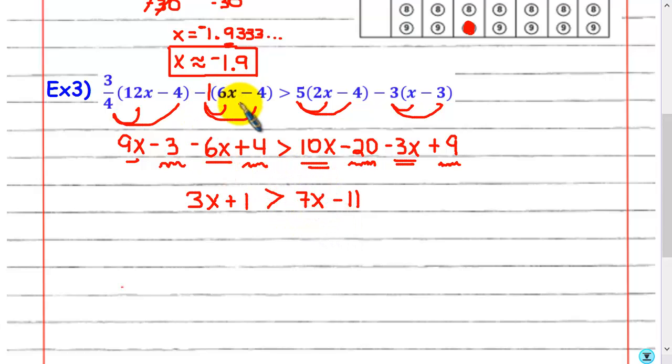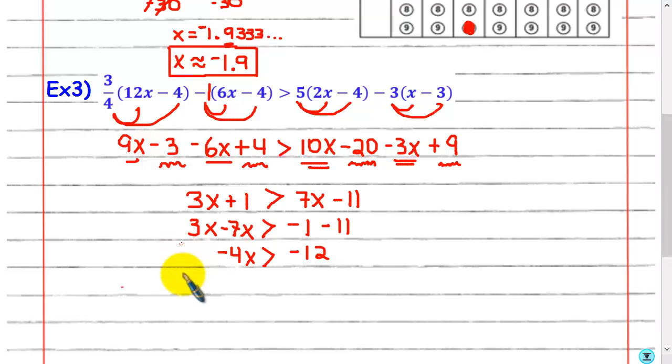Okay, so we eliminate parentheses, we combine like terms. Now it's time to start moving. The 3x stays. The 1 has to go, so it becomes negative 1. The 7x goes to the other side, negative 7x. And this would be negative 11. 3x minus 7x equals negative 4x, greater than. Then negative 1, negative 11, signs are the same, you would add, so it would be negative 12.